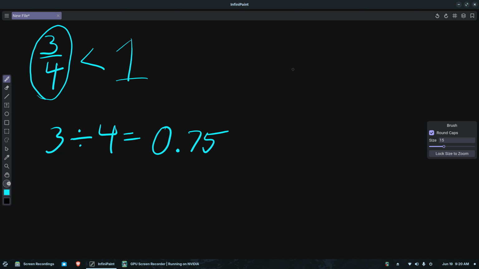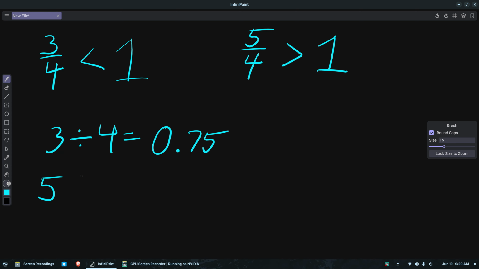But there's sort of an exception to this, and this is when numbers in the numerator are greater than those in the denominator. So let's say you had something like 5 over 4. Well, this would actually be greater than 1. And why is this? Well, if we were to take 5 and divide it by 4, we would get 1.25 as our final answer.